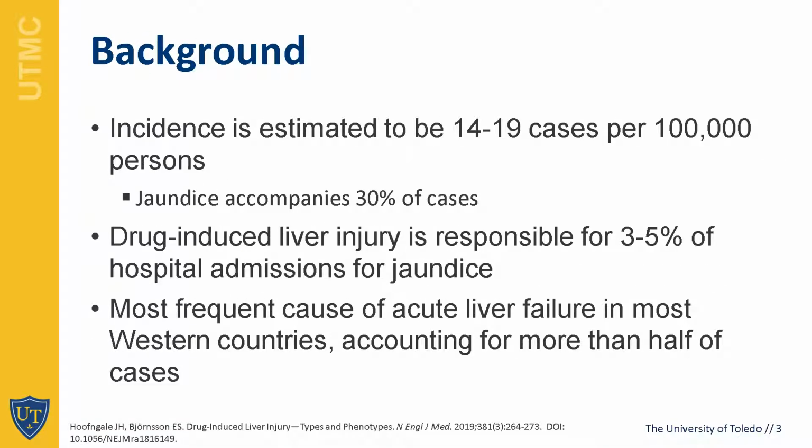So some background here on drug-induced liver injury. The incidence is estimated to be between 14 to 19 cases per 100,000 persons. Jaundice accompanies about 30% of those cases. Drug-induced liver injury, which I also might refer to as DILI later in the presentation, is responsible for 3 to 5% of hospital admissions for jaundice. Additionally, it's the most frequent cause of acute liver failure in most Western countries and accounts for more than half of all cases.